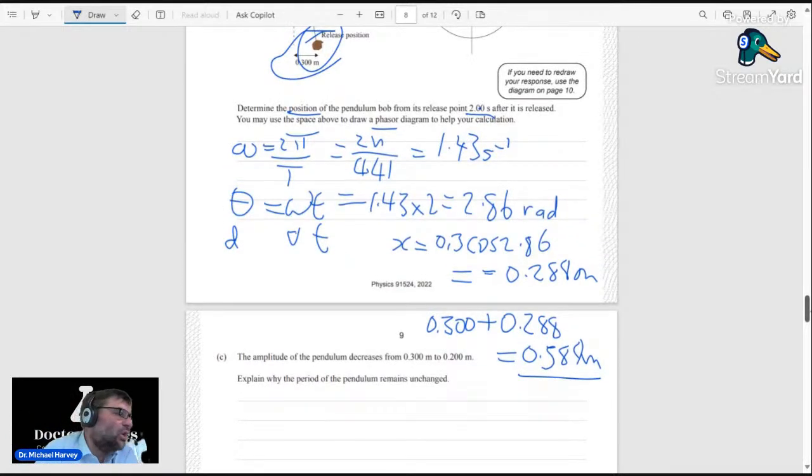So to get achieved for that question, it's either the correct angular velocity, or you're using A cos omega t, which is derived from the equations you get access to, or you're using the phasor diagram. If you have the correct x, that gets you achieved. Correct process, but uses a sine instead of a cos: even if you use sine instead of cos, you'll still get a merit. And then the correct total distance will get you the excellence.